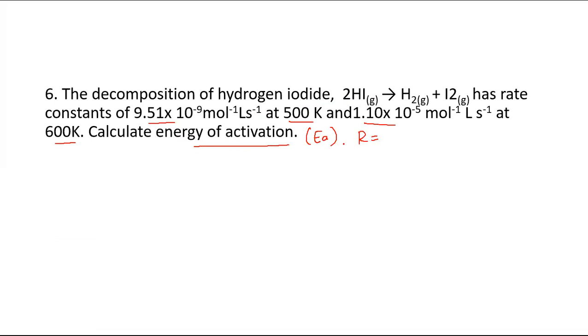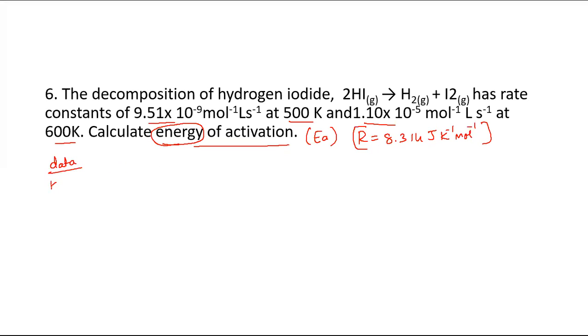And the R value, since we are calculating the energy, will be 8.314 joules per Kelvin per mole. This is a constant value. Sometimes it will be given; if not, you have to write this. Okay, so let us write the given data first.